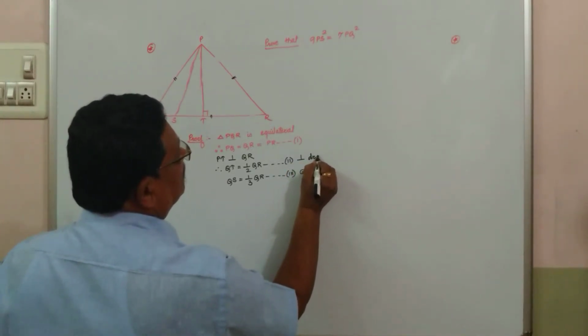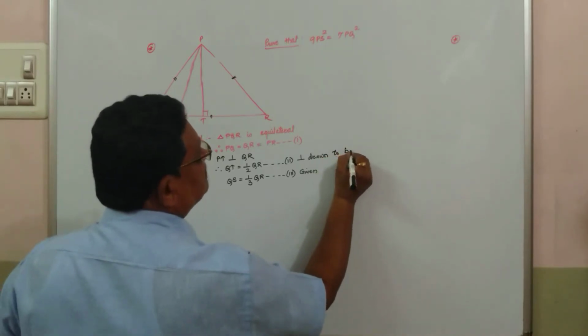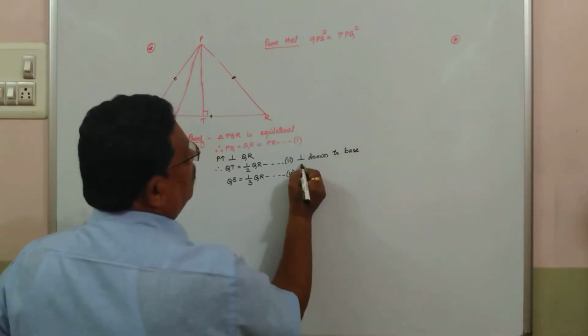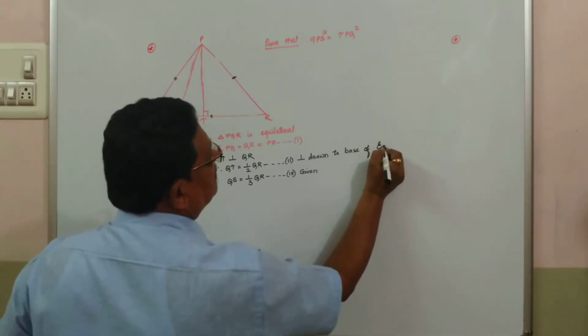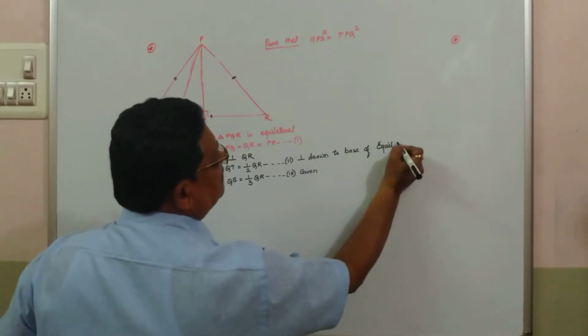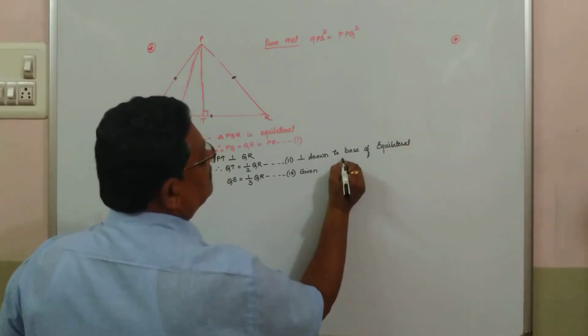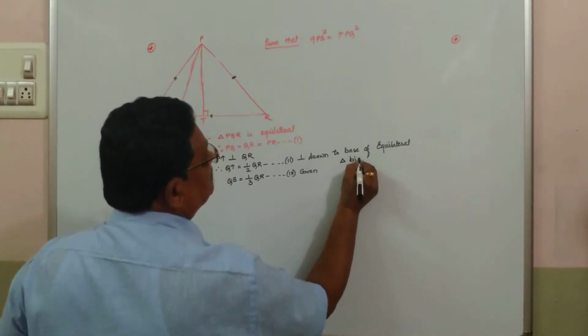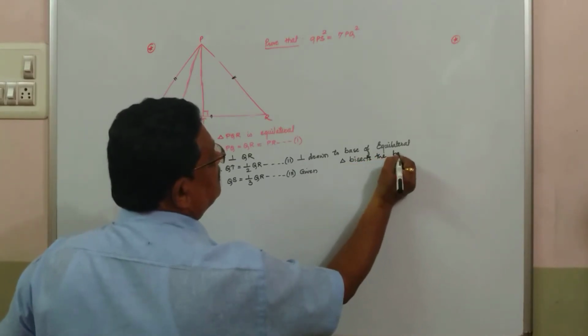Perpendicular drawn to base of equilateral triangle bisects the base.